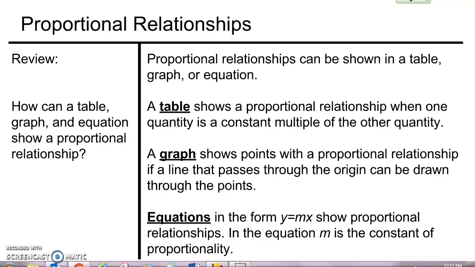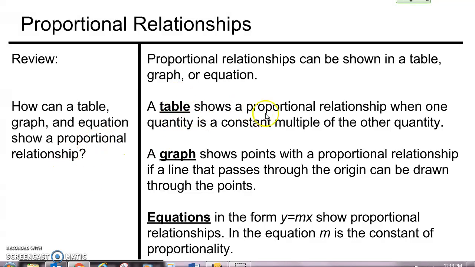Let's review proportional relationships since it's been quite a while since we learned about this, and we're actually going to be coming back to this as SC Ready Review in a couple weeks after spring break. But here we go for now. Proportional relationships can be shown in a table, graph, or equation. So how can a table, graph, and equation show a proportional relationship? You need to know each one.